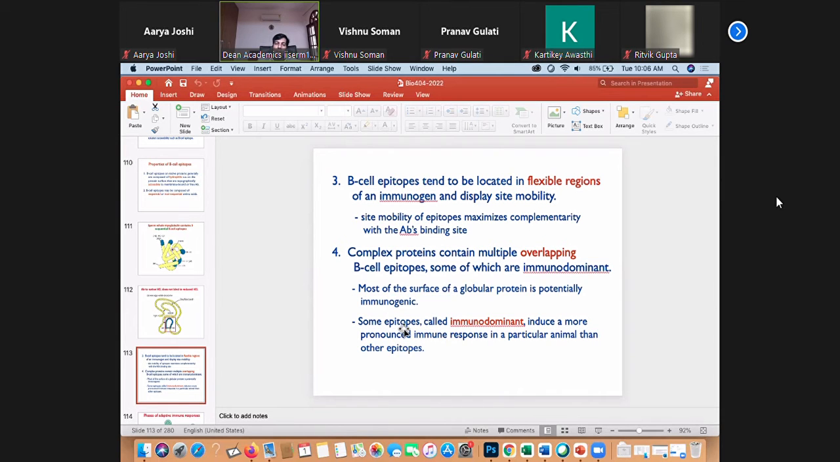And then we end up saying that the aim of any vaccination strategy is to identify immunodominant epitopes and include those epitopes in the vaccine formulation. Now, how do you identify which are immunodominant epitopes and which are not? There are different approaches. You can take a forward approach, or you can take a reverse vaccinology approach.